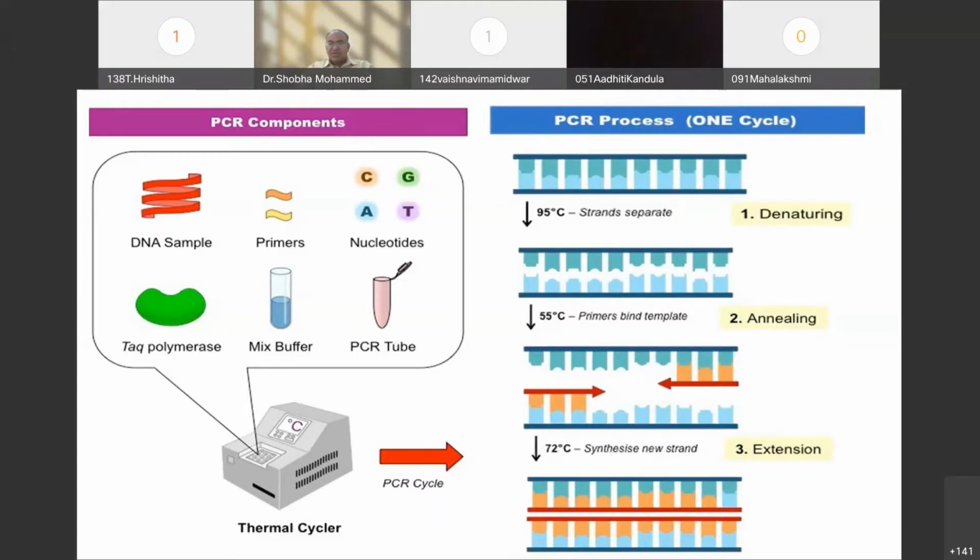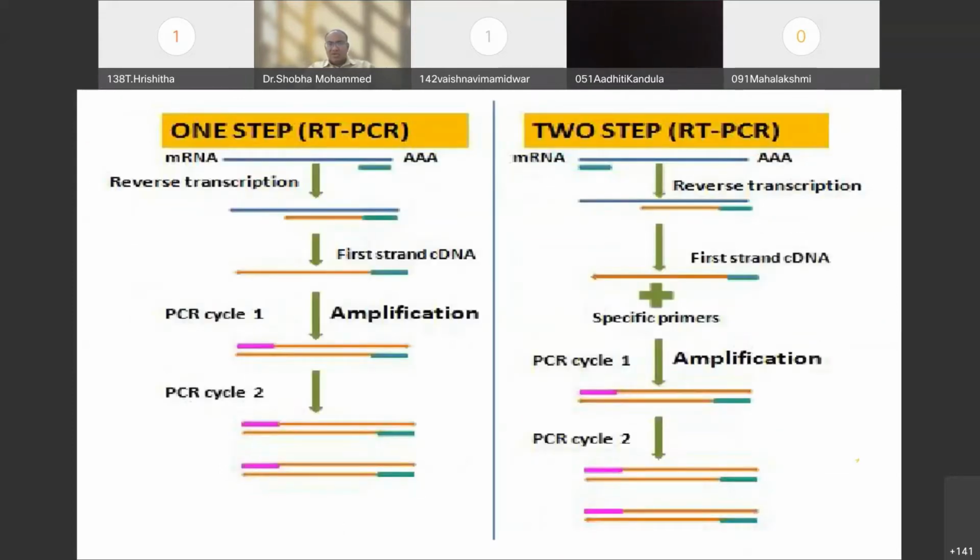And the new DNA strands synthesized from this one cycle participate in another cycle to give four DNA molecules. The 4 will give 16. That is the multiplication power. Then we'll quickly go to step 1 and step 2.